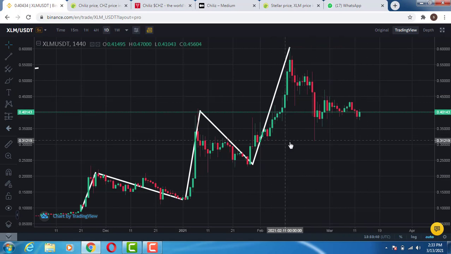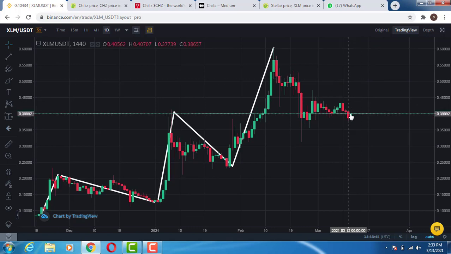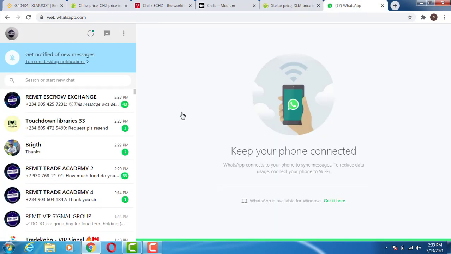Now the first point of entry is this point. If you see a bullish close, so what we are looking out for here is two things. If we are to enter at this point, I want to see a bullish close. I've already given a signal in my VIP group. If you look at it here, I've already given a signal, and it's a pending order anyway.